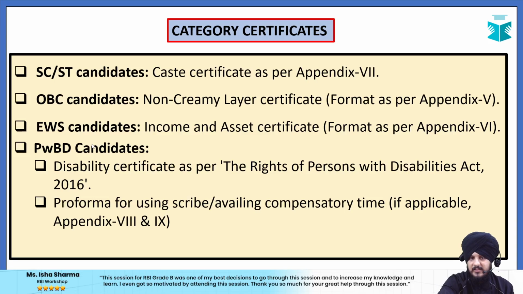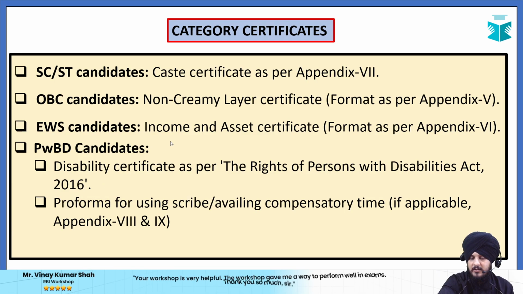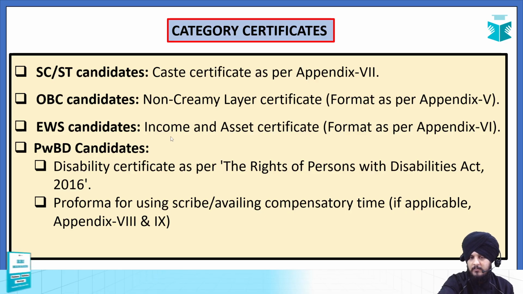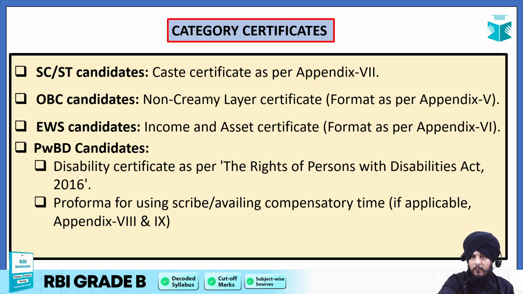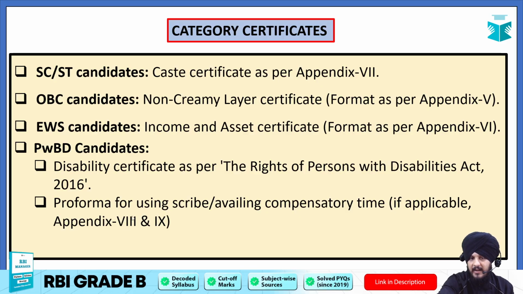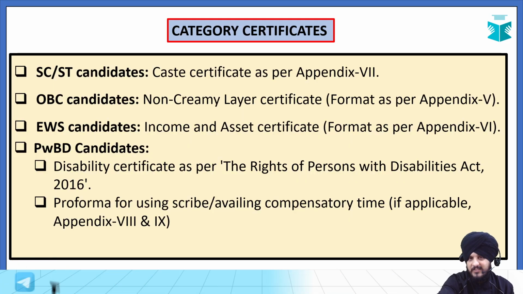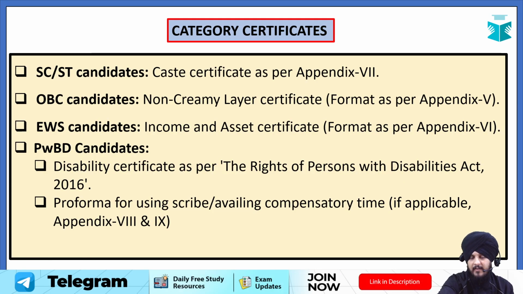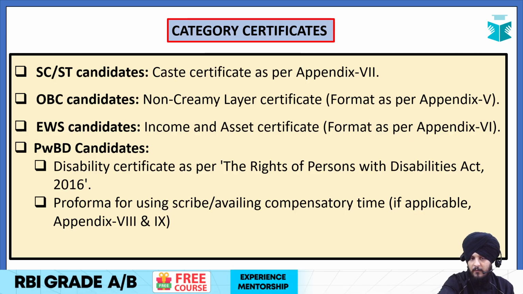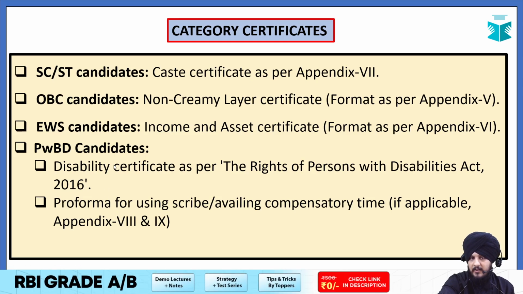Now the next is the PwBD candidates. You need to have your disability certificate too, and apart from that, if you need a scribe, a person for assistance based on your medical condition, you need to fill appendix 8 and get a certificate for that. Fine. And if you want to avail compensatory time, some extra time as a part of the examination due to your medical condition, for that purpose you will have to fill appendix number 9. Fine. So that is regarding persons with disability.